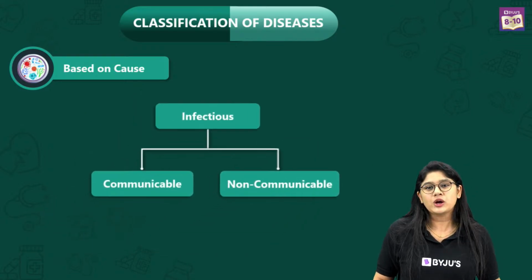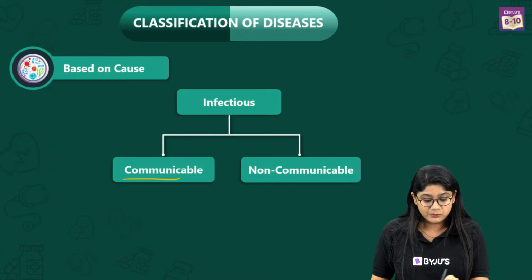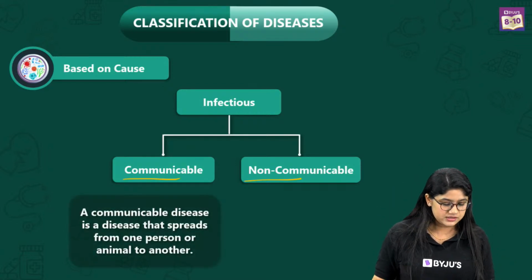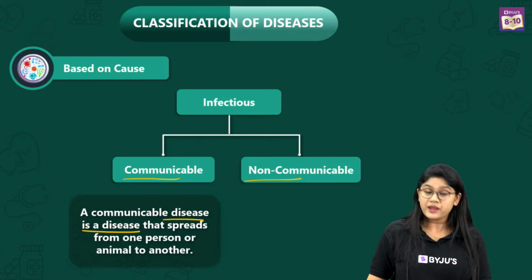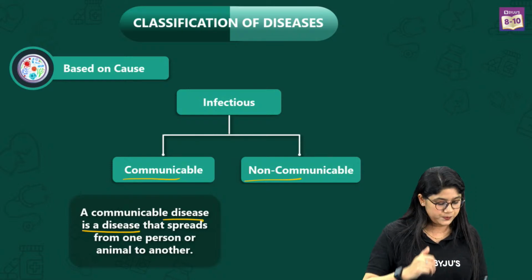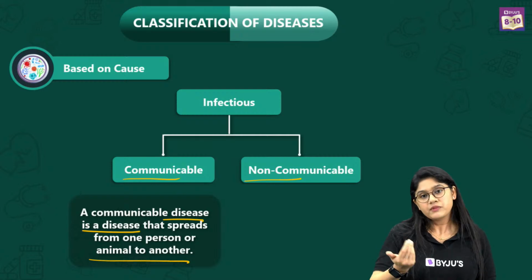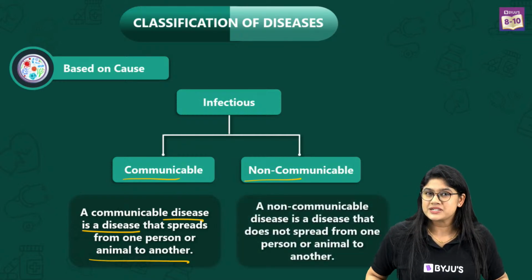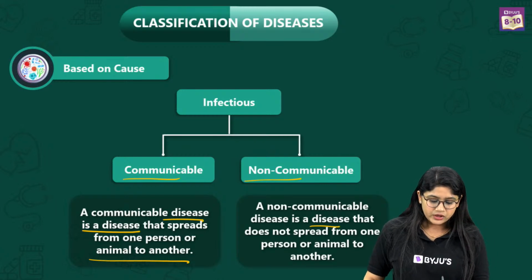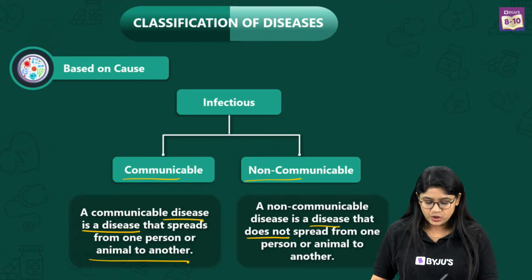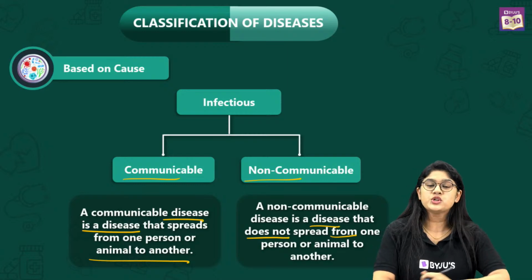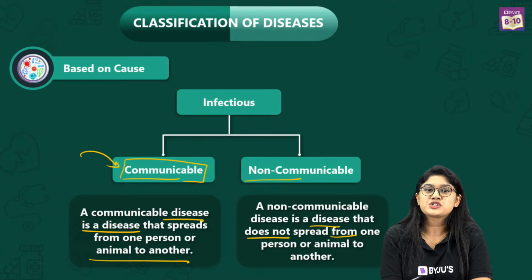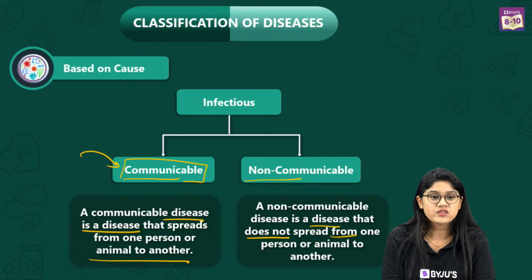So when we talk about communicable and non-communicable diseases, we can say that communicable diseases are those diseases that spread from one person to another person or from one animal to another animal, right? Then the non-communicable diseases are those that will not spread from one individual to another individual. Simple, right? The word communicable is really very easy for us to understand. Yes, everyone, are we clear with it?